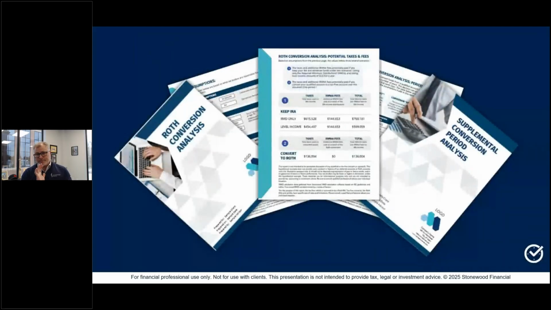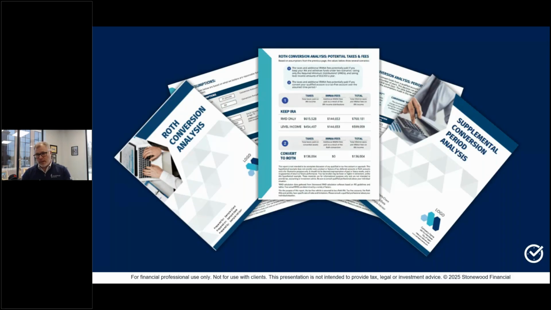So this is what the reports look like. You can tell I'm fired up about this. You go through the wizard, where we're going to ask you some questions about your client. And it's going to kick out a report to tell you whether conversion makes sense based on your tax and IRMAA situation. It's going to kick out a supplemental report that's going to show you what the optimal conversion pattern is. And we're off to the races here.